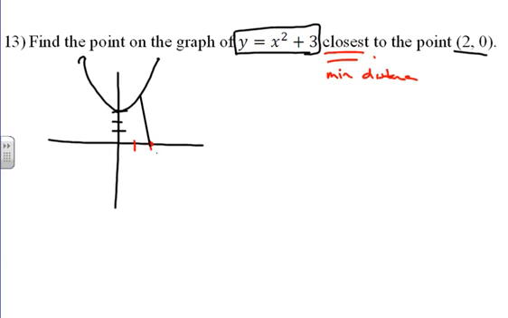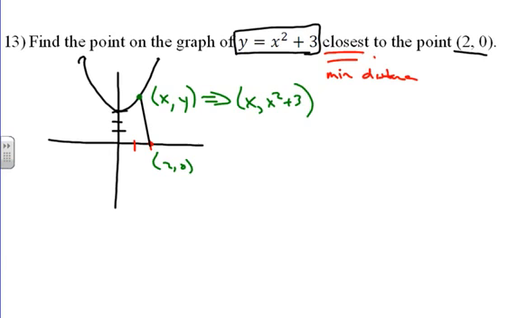So we have one point, which we know is going to be (2, 0), and we have another point somewhere on this graph that's going to be our x value and our y value. Now, we're going to put y in terms of x. So it's going to be (x, x squared plus 3). So that's our other point.